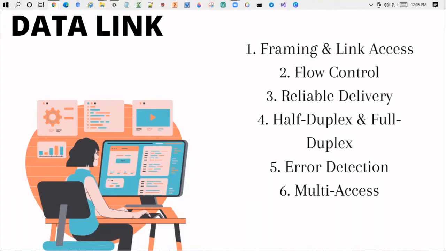Next is error detection. Errors occur when bits are transmitted over the computer network. They are subject to getting corrupted due to interference and network problems. The last one is multiple access control. If there is a dedicated link between the sender and the receiver, then the data link control layer is sufficient.